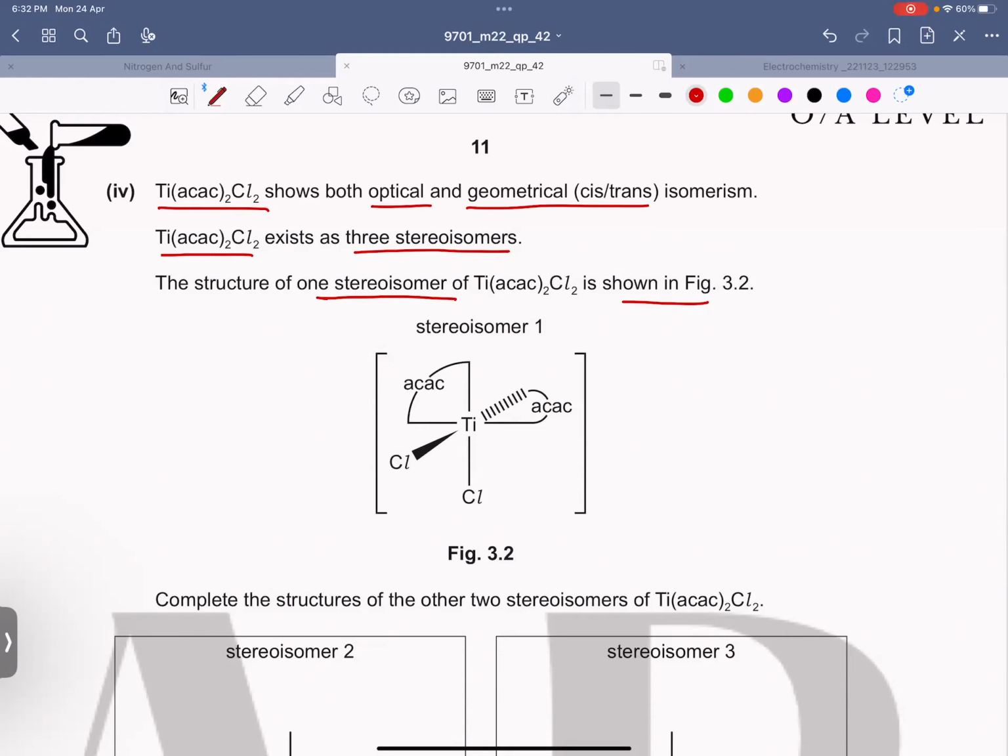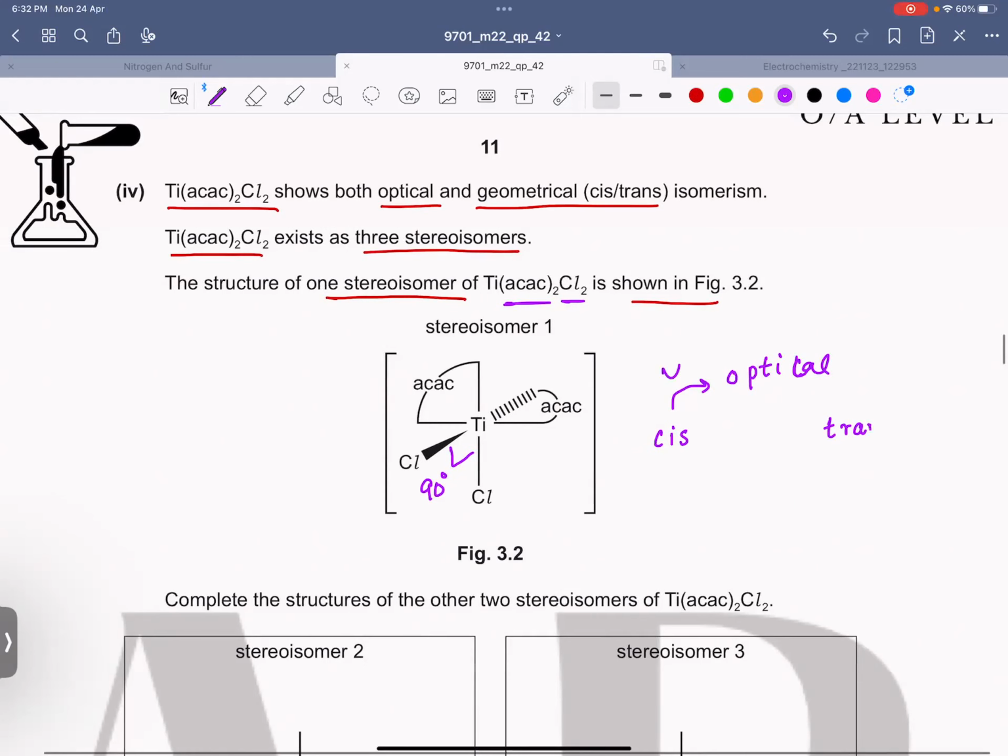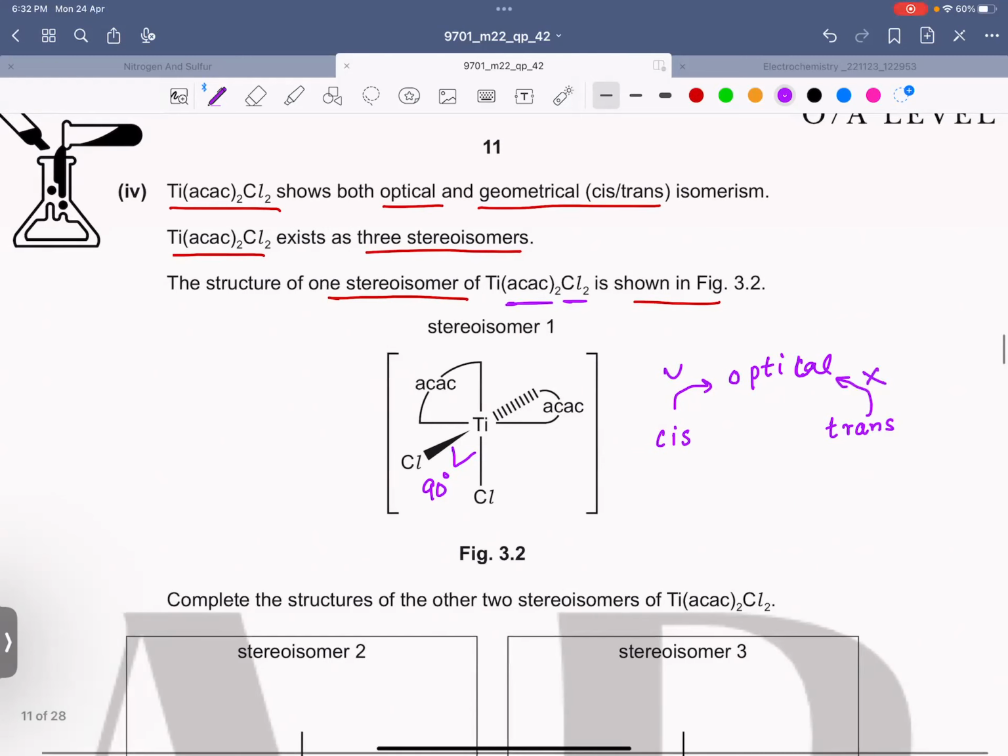I think we already did this kind of question in one of the previous classes. If you look over here, the angle between these two ligands is 90 degrees, which means it's a cis isomer, in a case where we have two bidentate ligands and two monodentate ligands. The cis one shows optical isomerism as well, and trans doesn't show optical isomerism.